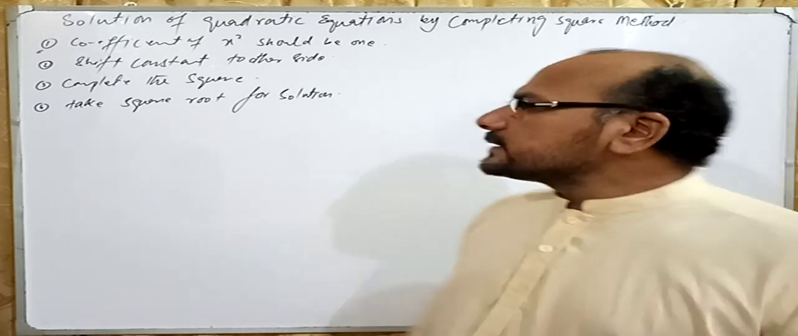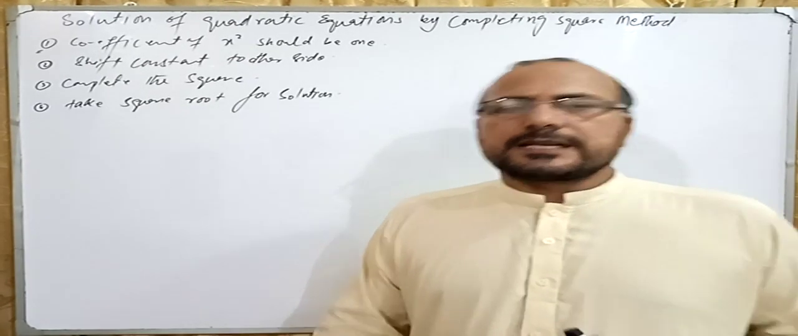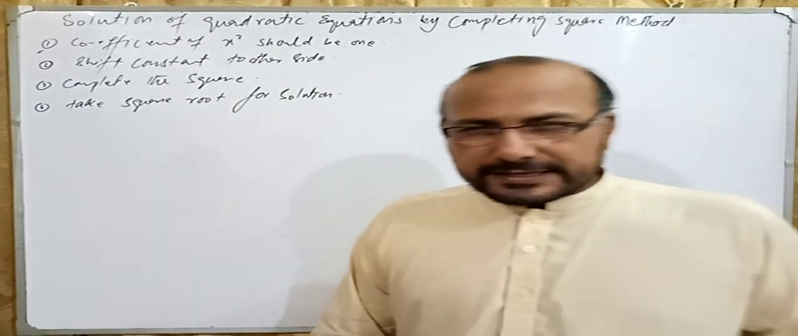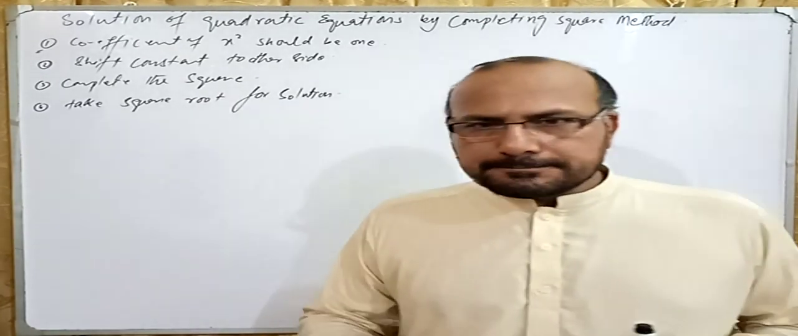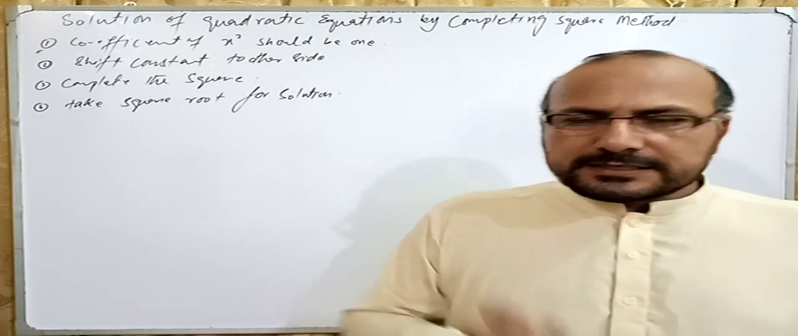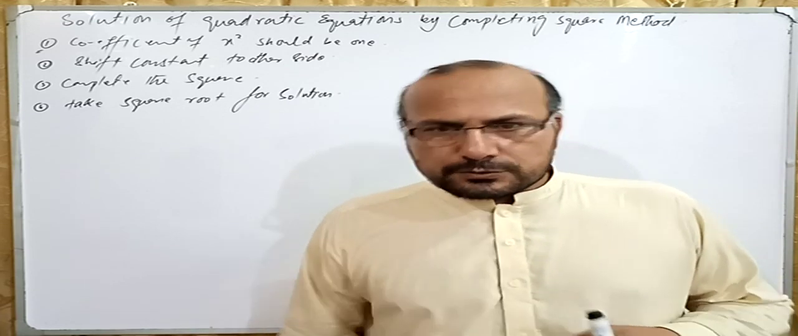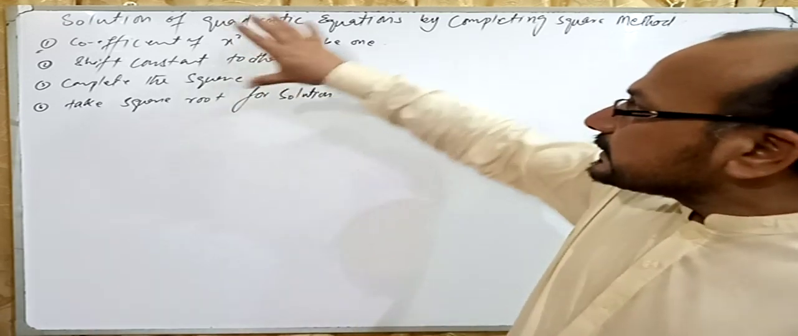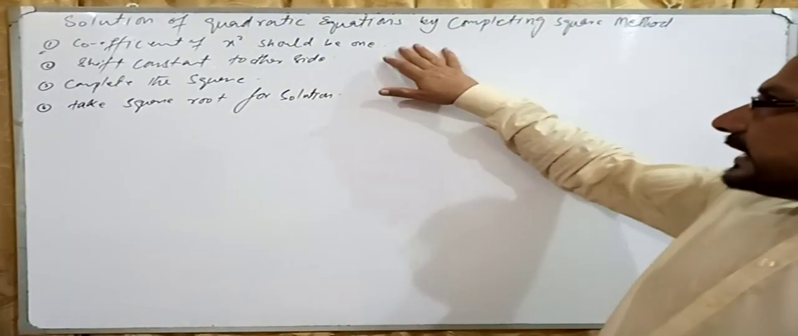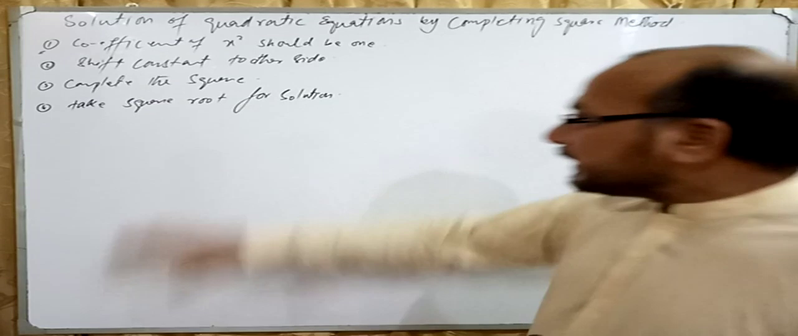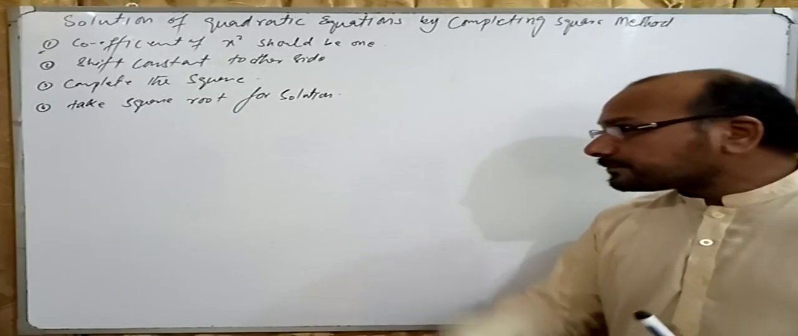In the previous lecture, we studied how to find the solution set of quadratic equations by using the factorization method. We studied in detail the factorization of single term equations, double term equations, and triple term equations, and the solution of those particular equations. In this week, we will study the completing square method. In Dari, it's called Takmil Murabba. By this method, we can find the solution set of the quadratic equation.